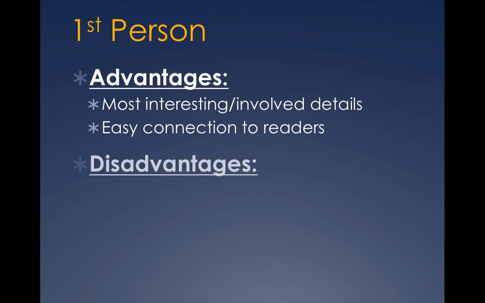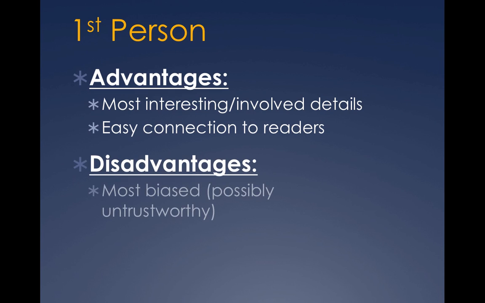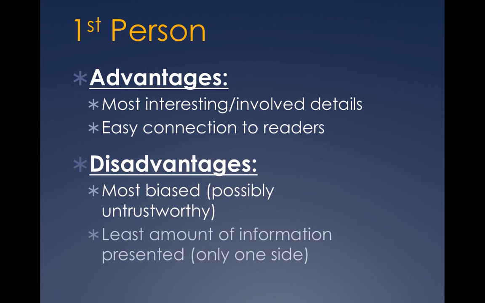There are also some disadvantages to first-person point of view. One of the disadvantages is that it is the most biased point of view, meaning it can possibly lead to an unreliable narrator or an untrustworthy narrator. Another disadvantage is that sometimes with first-person point of view, we really only get one side of the story. This is the point of view that shows us the least amount of information. Now, it might be detailed, however, it's only really one side of the story.